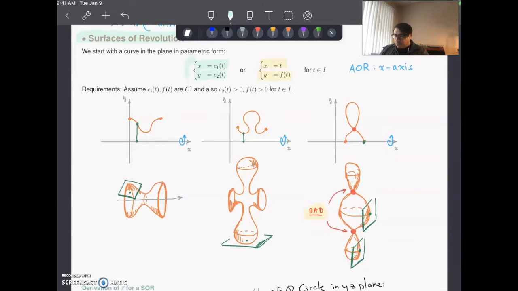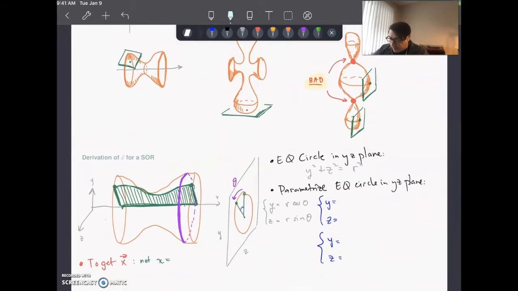Okay, so now we're going to adapt it to, so let me write it twice. I'm going to write it once for when we have the formulas in terms of C1 and C2, and also when we have it in terms of t and f of t, because they're both kind of nice to write. They're not so bad.